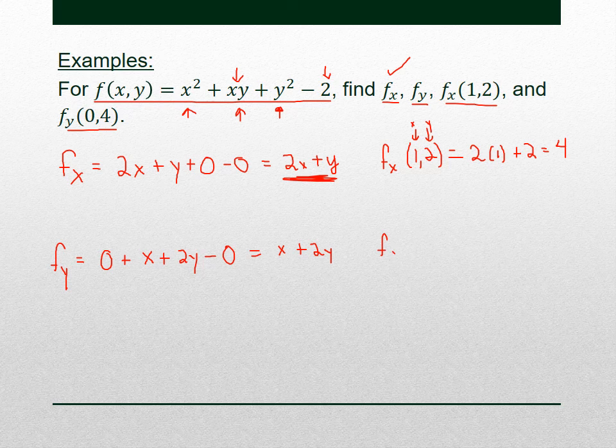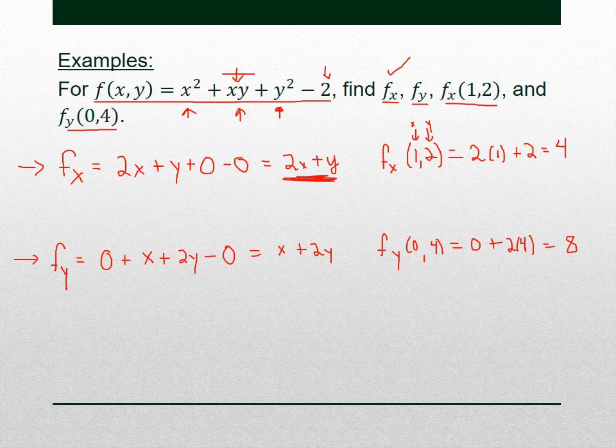And now let's plug in the point 0, 4. So that means we plug in x equals 0, so that's 0 plus, and we plug in 2 times y equals 4, so that's 2 times 4, which is 8. All right, so again, to find the partial derivative with respect to x, we treated x as our variable and y as a constant. And to find the partial derivative with respect to y, we treated y as our variable and x as a constant.